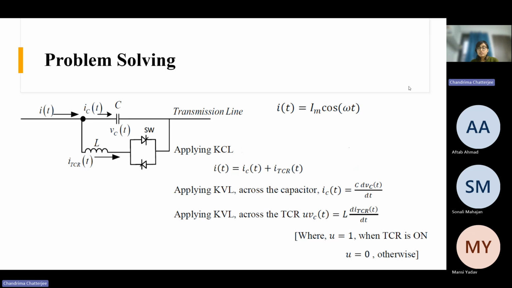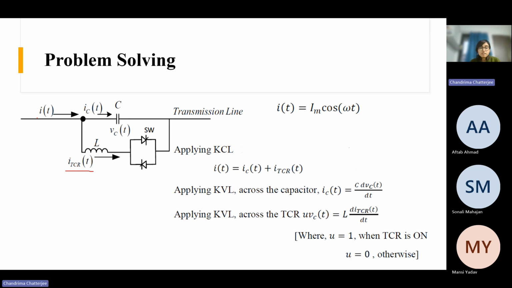Now here we will have to see the current expressions. See, this is the TCR unit, right? This is the TCSC unit. This whole thing is the TCSC unit. There we have two branches. One is the capacitor, another is the TCR. And we will have to find this expression, ITCR. This expression is required.